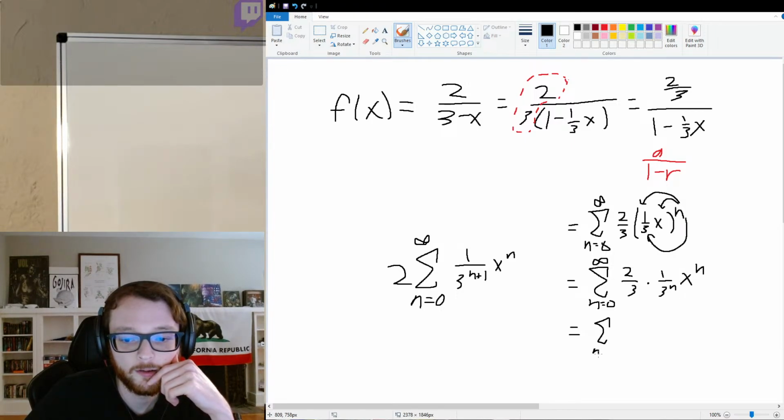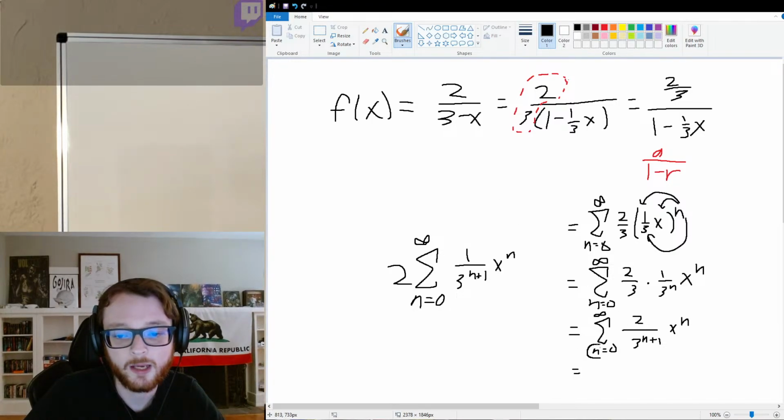Now, 2 times 1 on the top is just 2. 3 times 3 to the n on the bottom is 3 to the n plus 1, using exponent rules. Times x to the n. And now, what the book does is, this summation only cares about things involving n.